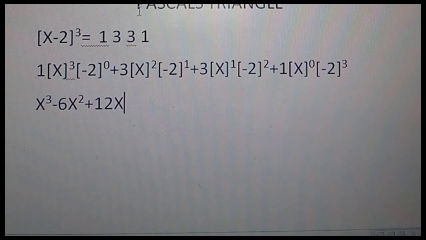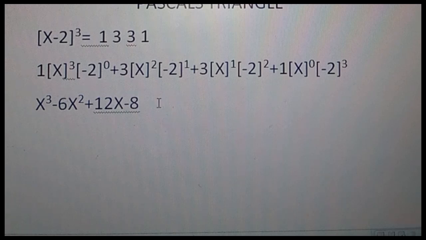Then, negative 2 to the power of 3 is negative 8. x to the power 0 is 1, and 1 times 1 is 1, so positive 1 multiplied by negative 2 to the power 3 gives us negative 8, so minus 8. So as you can see, that is the final answer we get using the Pascal triangle for this example.